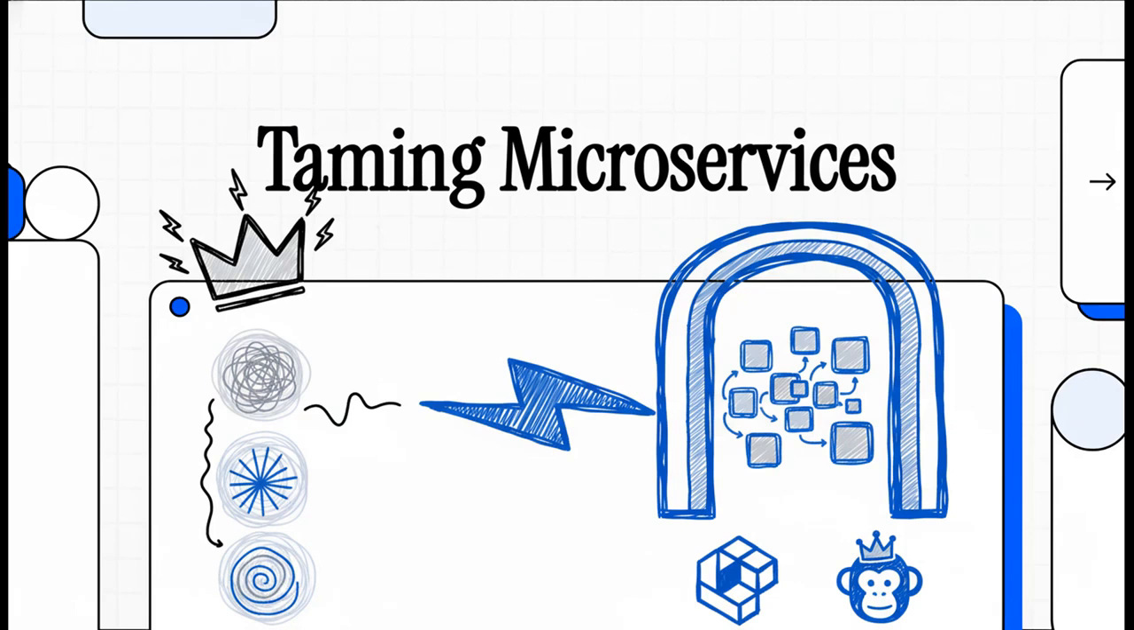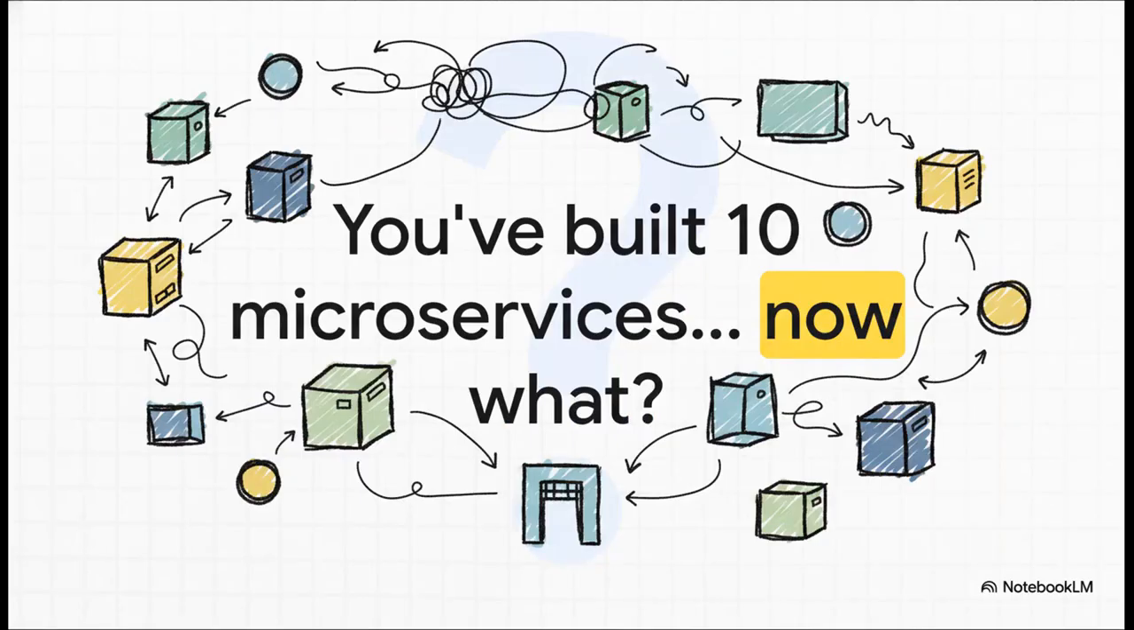Today, we're going to get our hands dirty and talk about taming the wild world of microservices. We're going to look at how you can take all that controlled chaos and manage it using two really powerful tools, Protobuf and Kong.